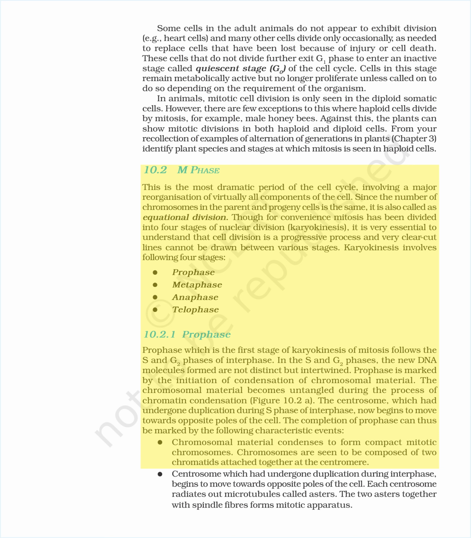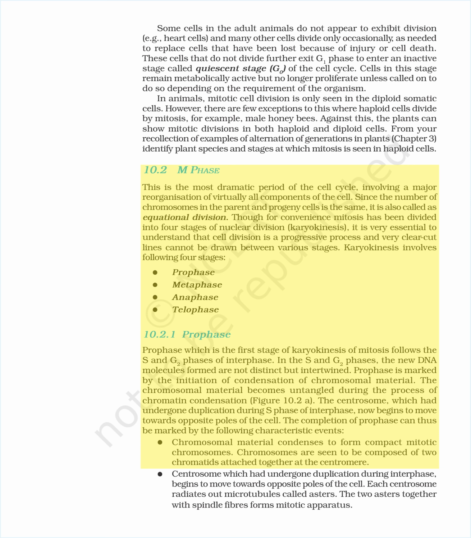10.2.1 Prophase, which is the first stage of karyokinesis of mitosis, follows the S and G2 phases of interphase. In the S and G2 phases, the new DNA molecules formed are not distinct but intertwined. Prophase is marked by the initiation of condensation of chromosomal material. The chromosomal material becomes untangled during the process of chromatin condensation, figure 10.2a.